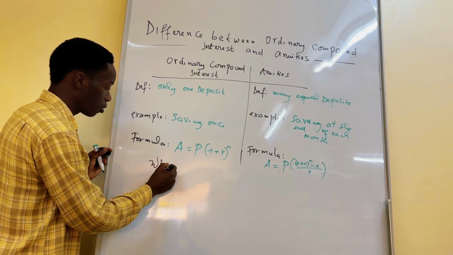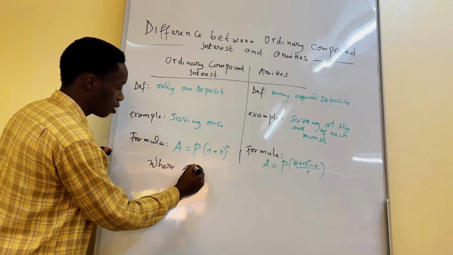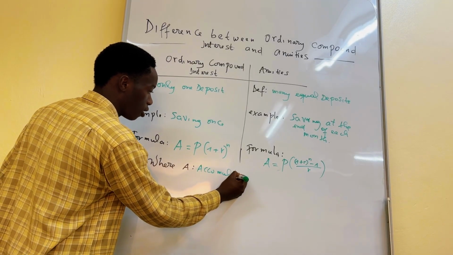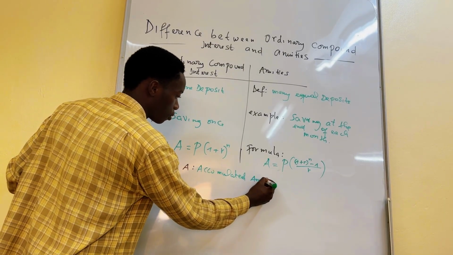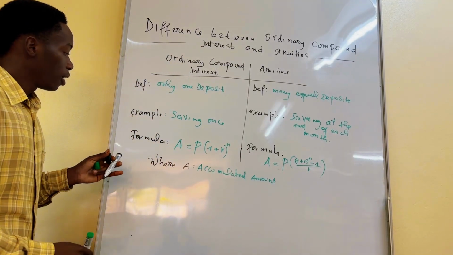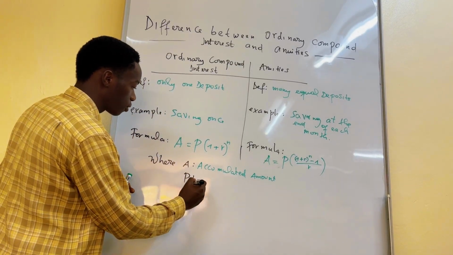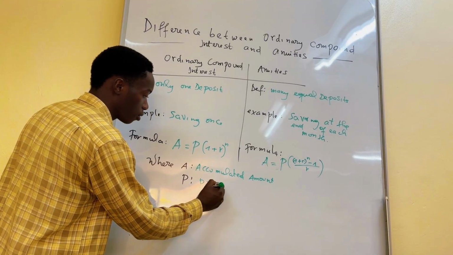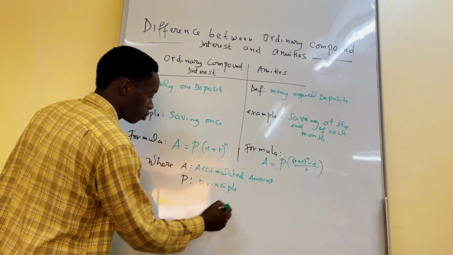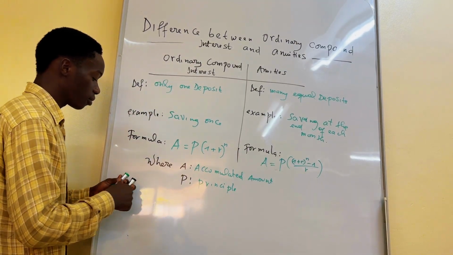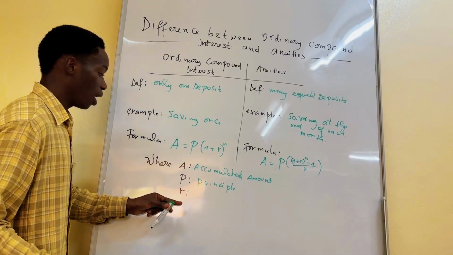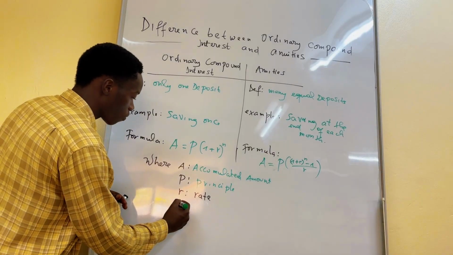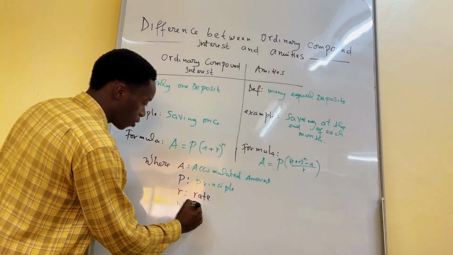In this formula, A stands for the accumulated amount, and P is the initial amount or principal, and R is the rate, and also N is the period.